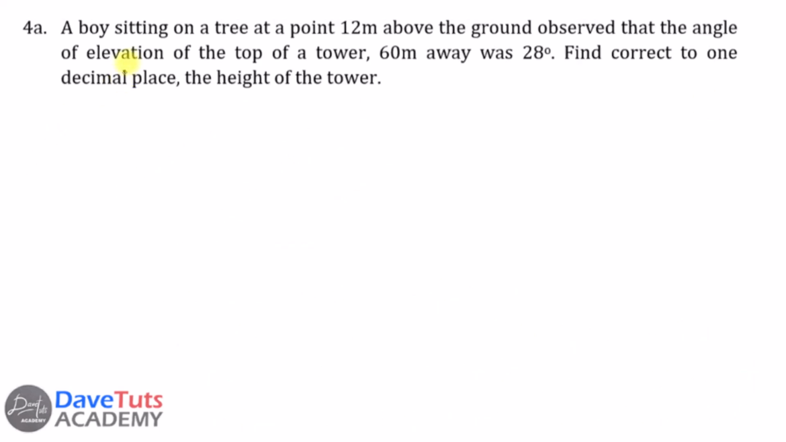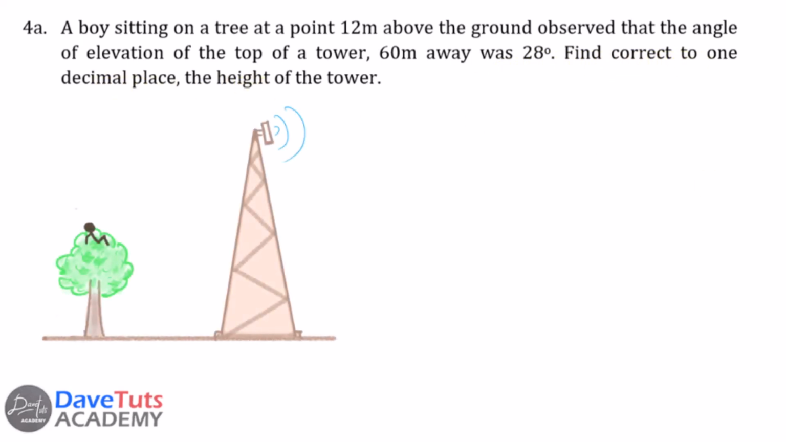In this question on angle of elevation, we are told that a boy sitting on a tree at a point 12 meters above the ground observed that the angle of elevation of the top of a tower 60 meters away was 28 degrees. We have to find, correct to one decimal place, the height of the tower. So this is a very good pictorial view of what we are looking at in this particular case, and I will be overlaying the diagram of what we can do to actually get this done correctly.